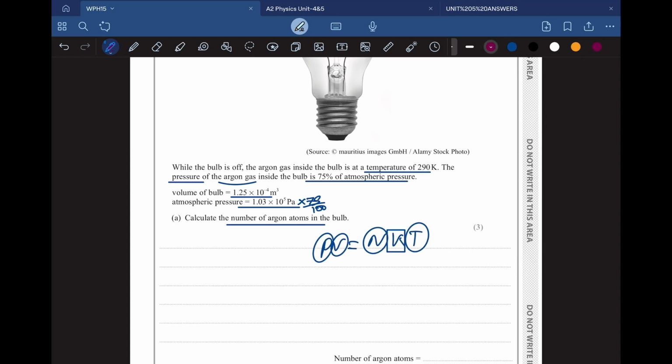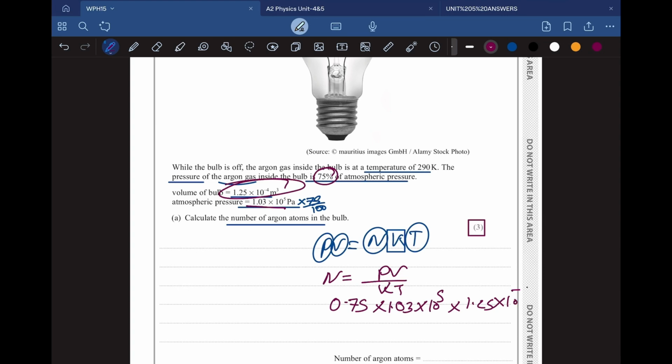Now it becomes really easy to answer this question. It's a freebie actually. So basically N is equal to PV by kT, right? And we know pressure is 75% of the atmospheric pressure. So we will write 75 by 100, which is 0.75, into the atmospheric pressure, which is 1.03 into 10 to the power 5, multiplied by the volume, 1.25 into 10 to the power minus 4, divided by kT, and we know k is a constant which has a value of 1.38 into 10 to the power minus 23 joule.